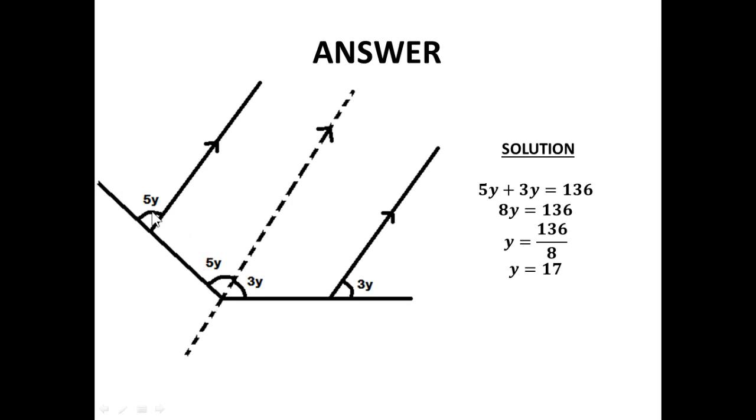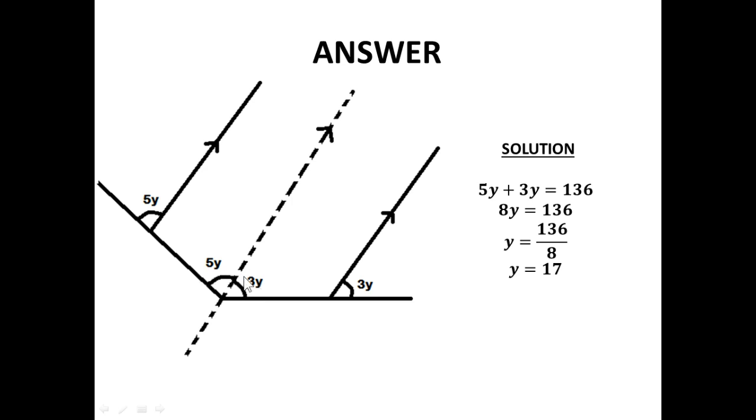So you should be able to identify a corresponding angle by now, based on what you have learned in the past. This angle here and this angle here are corresponding angles. So that's why this angle is 5y. Then this angle here is 3y as well, because this line is also parallel to this line, and that means this line is a line of transversal. So this angle 3y is also corresponding to this new angle that is formed here, which is 3y.